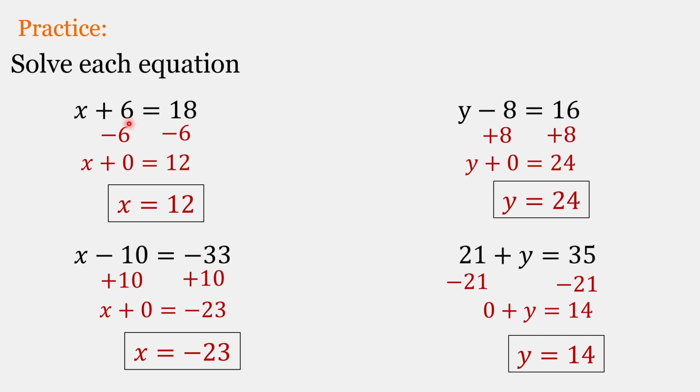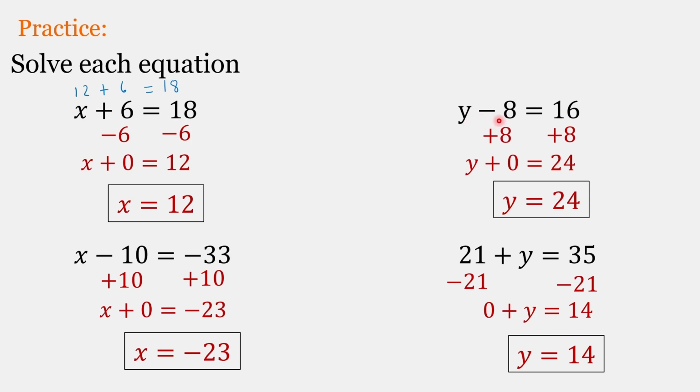In the first problem, we have x plus 6 equal to 18. So with a plus 6, we're going to get rid of it by subtracting 6. 6 minus 6 gives us 0 on the left. What we do to one side, we have to do to the other. So now we have 18 minus 6 giving us 12, ending up with x equal to 12. Whenever you solve equations, go ahead and check your answer. So wherever there's an x, we're going to put a 12. So here we have 12 plus 6, and that is equal to 18.